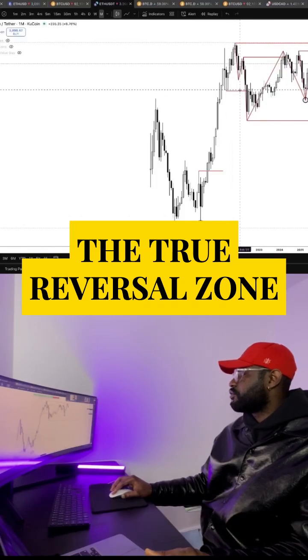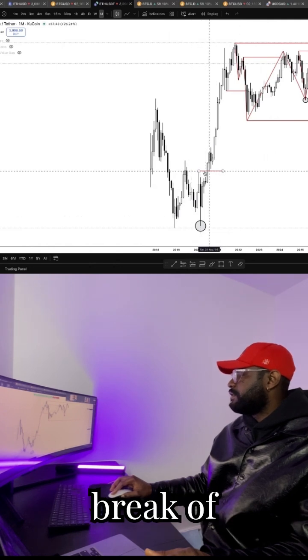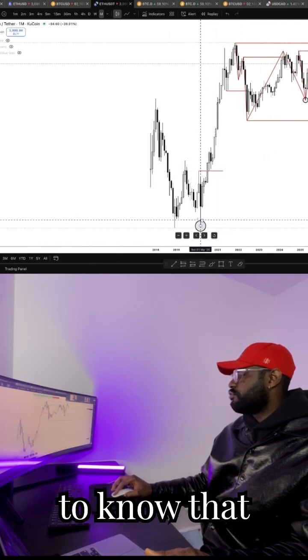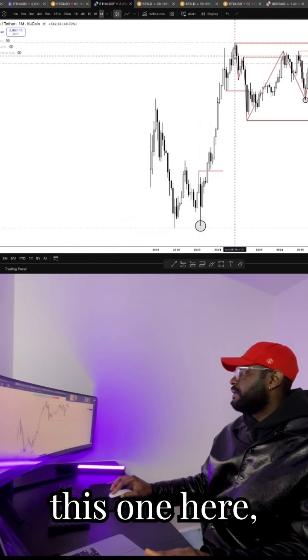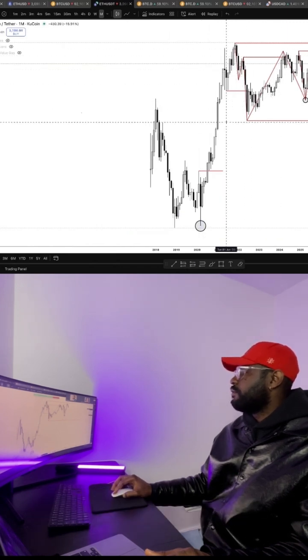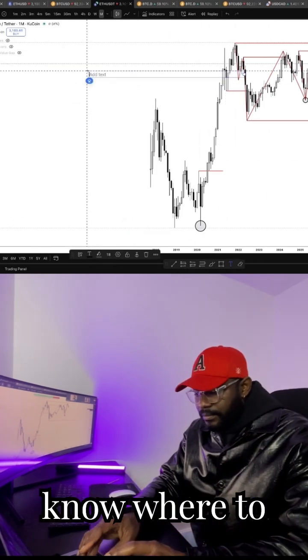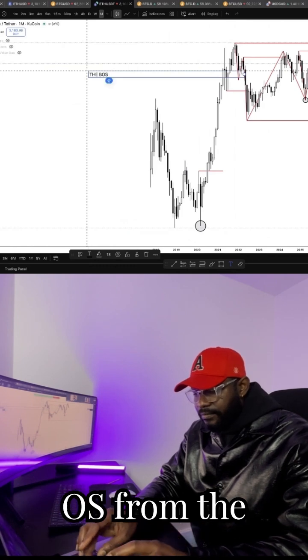Using the break of structure to the low. This one here, this break of structure, we're using it to know that the low is in. This one here, we're using it to know that price wants to trend lower. We are now using the Fibonacci to know where to. Firstly, the BOS from the low.